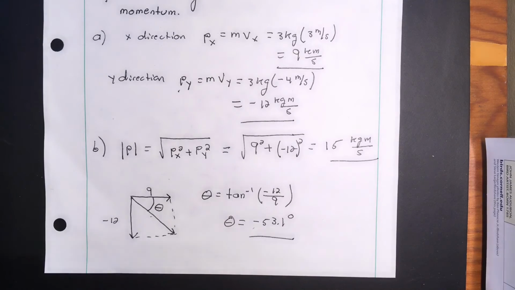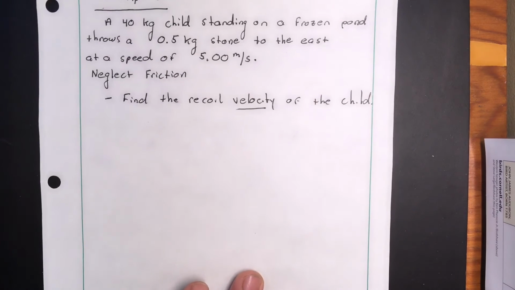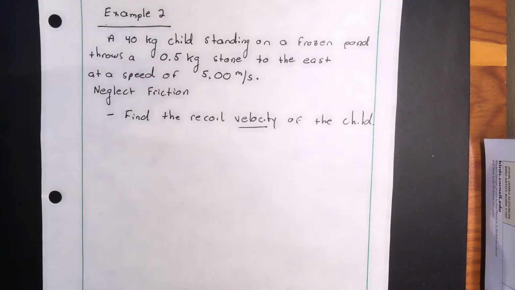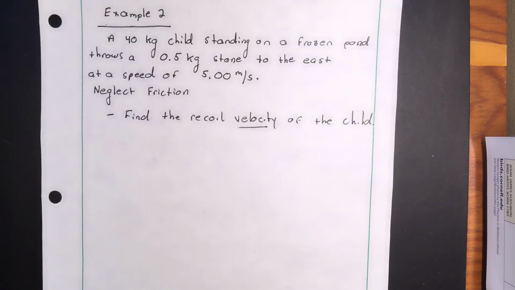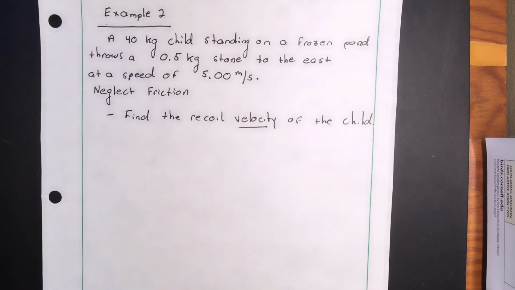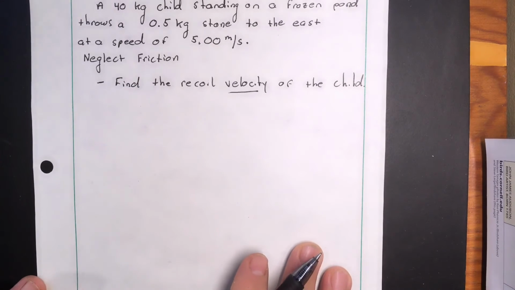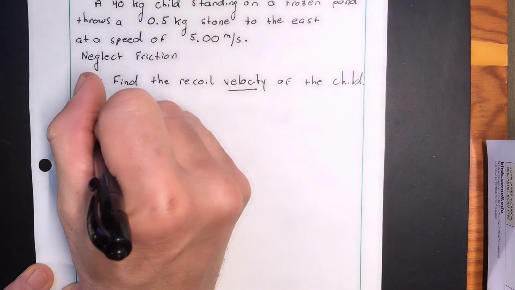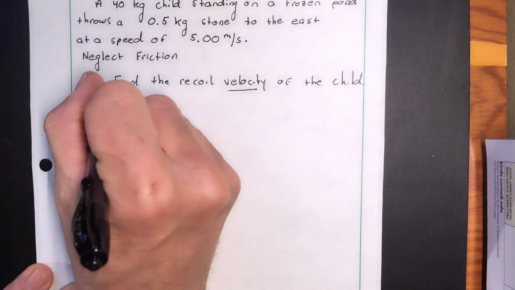Okay, so next one, example 2. We have a 40 kilogram child standing on a frozen pond. The child throws a 0.5 kilogram stone to the east at a speed of 5 meters per second. We neglect friction. Find the recoil velocity of the child. So on this frictionless surface, if they throw the stone in one direction, they should move in the other direction. Okay, there are no non-conservative forces. All we have to worry about here is conservation of momentum.